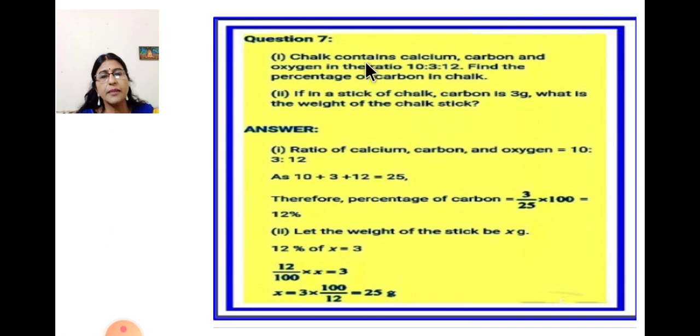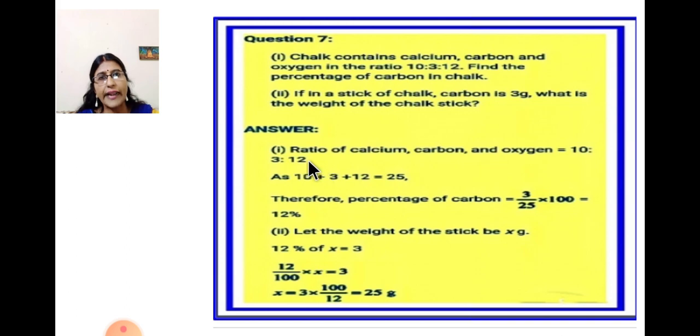Now next is question number 7 of exercise 8.3. The first part, let us see. Chalk contains calcium, carbon and oxygen in the ratio of 10:3:12. Find the percentage of carbon in chalk. So first we will find out the percentage of carbon in chalk. So carbon is this much, 10:3. You can see calcium here 10, and then carbon is 3, and then oxygen is 12.